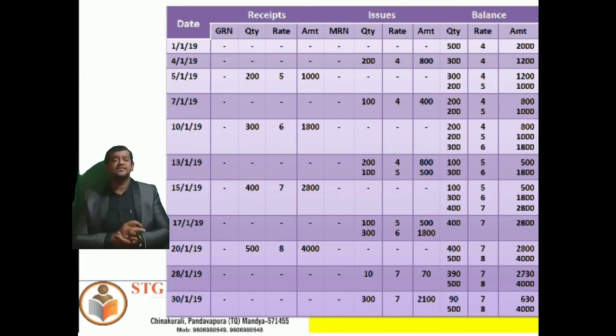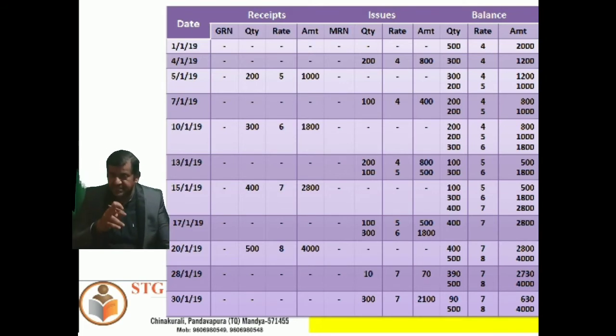On 10/1/2019, again there is a receipt of 300 units at rupees 6 per unit. So 300 into 6, 1800, that is on 10/1/2019. So there are no issues. So MRN nil, quantity nil, rate nil, unit nil, and amount is also nil. But in the balance column, 200 into 4, 800 rupees, 200 into 5, 1000 rupees, and 300 units which has been received on 10/1, 300 into 6, that comes to 1800 rupees.